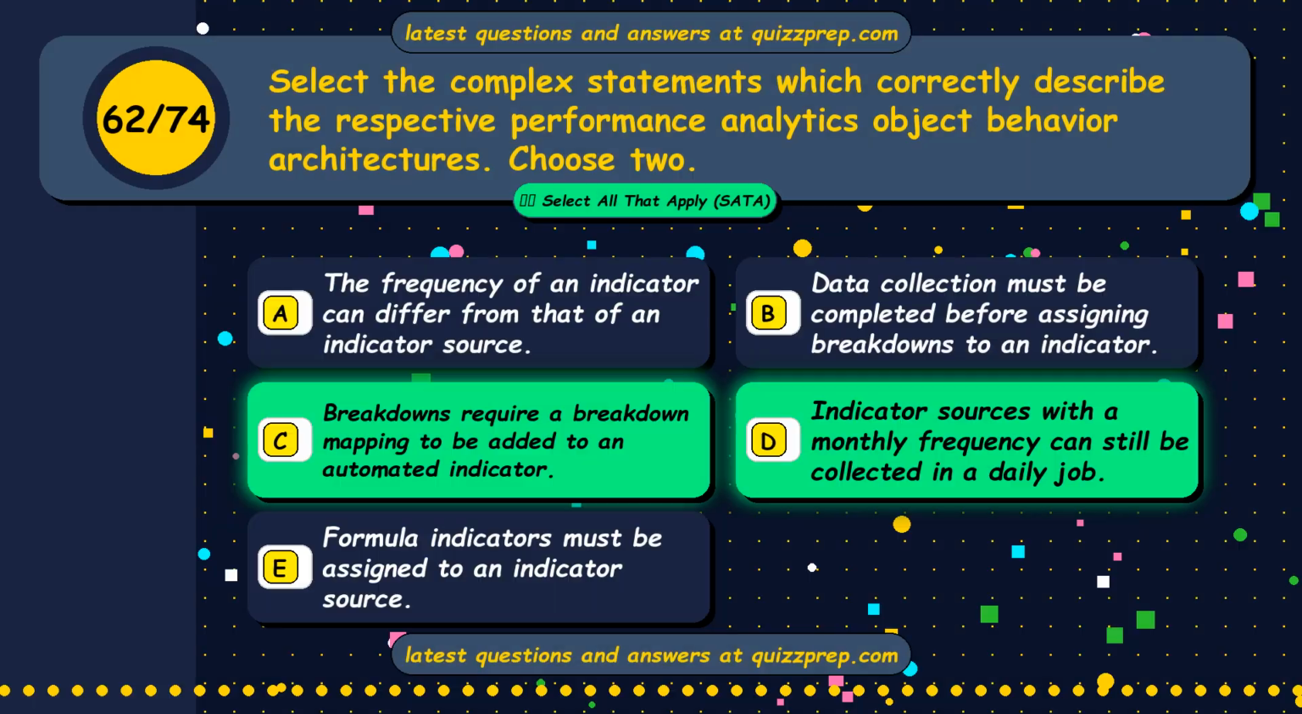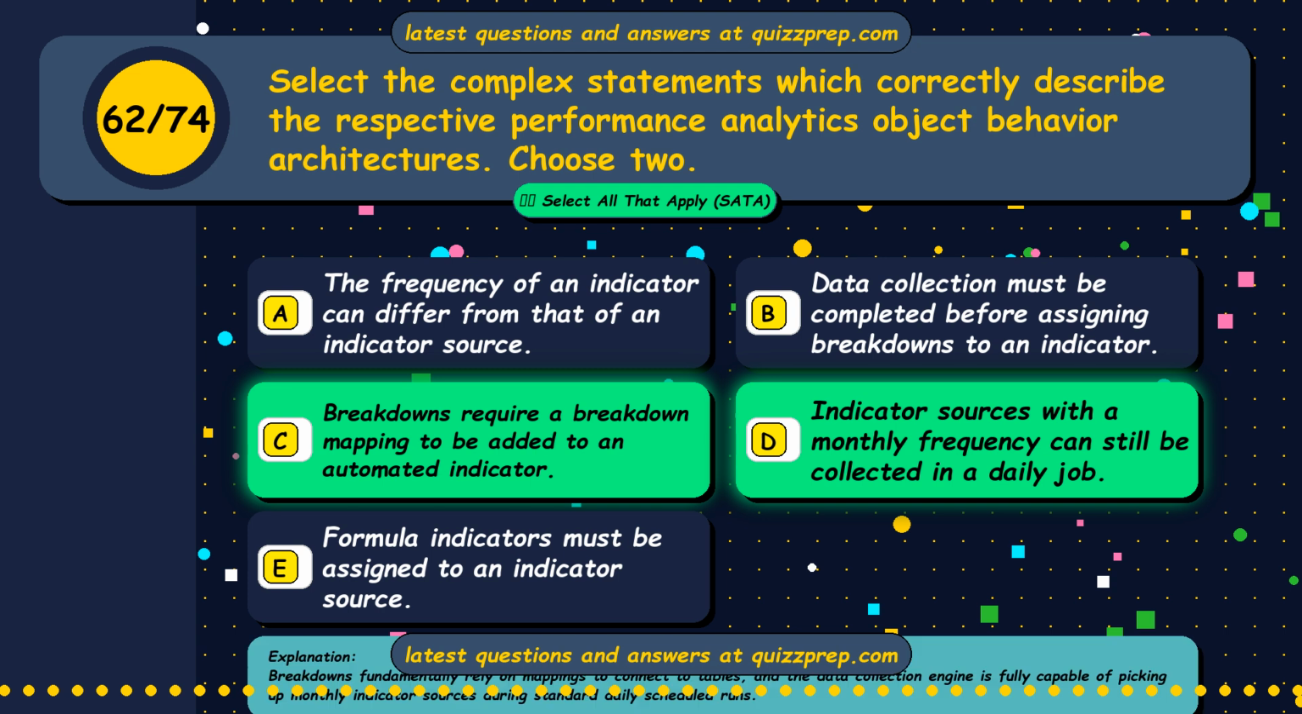The correct answers are option C and D. Breakdowns require a breakdown mapping to be added to an automated indicator. Indicator sources with a monthly frequency can still be collected in a daily job. Breakdowns fundamentally rely on mappings to connect to tables, and the data collection engine is fully capable of picking up monthly indicator sources during standard daily scheduled runs.